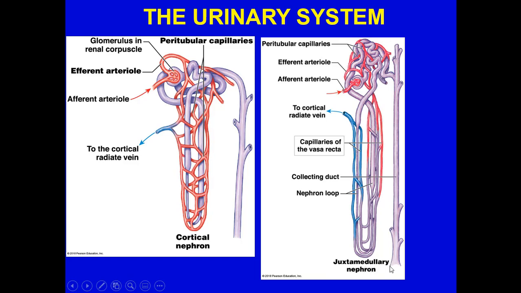But juxtamedullary, a little bit more complex here. Afferent arteriole, then you have the glomerulus. The efferent arteriole kind of bundles up all over the place, the peritubular capillaries, and then they drop down deep. And these are the capillaries of the vasa recta, because these are going to do a lot more complex reabsorption, bringing water back into the blood flow, bringing some of the ions, etc., in. And then they will ascend, reform, and deliver the blood into the cortical radiate vein.